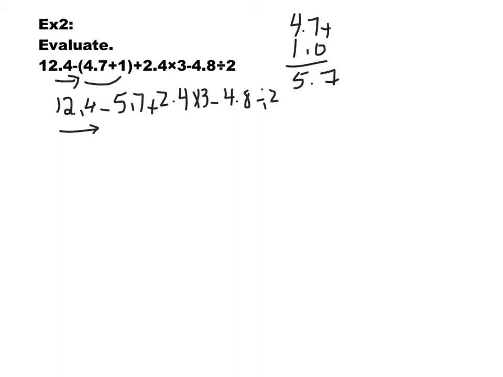Again, scan from left to right. And the first thing I see that I have to do is multiplication. So I have to multiply 2.4 by 3. So I'm going to do the multiplication on the side. 2.4 times 3.